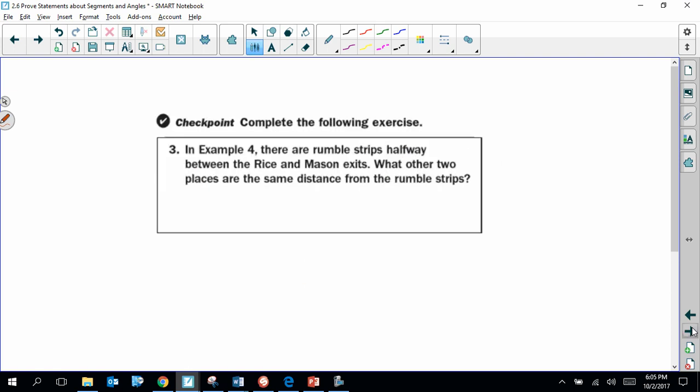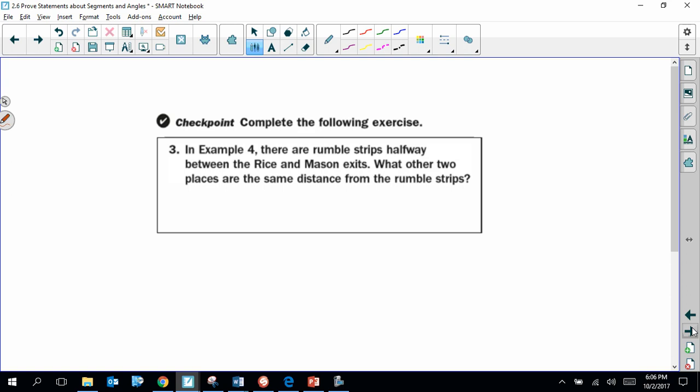So lastly here, go ahead and try answering this question. In example 4, we have rumble strips at these locations. So what other rumble strips have to be the same distance away from something? Go ahead and pause the video here, go back to the diagram if you need to, answer your question, and once you have an answer, go ahead and hit play again and check how your answer looks with mine.